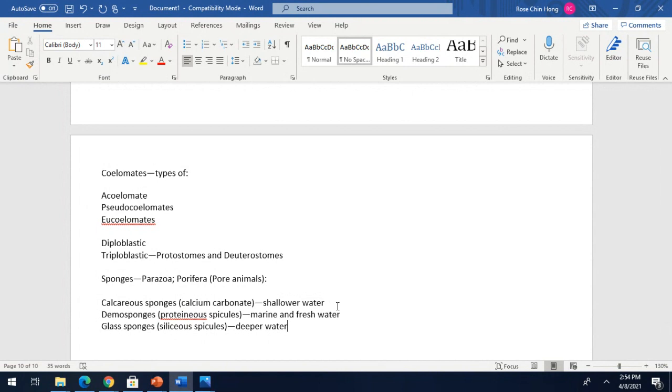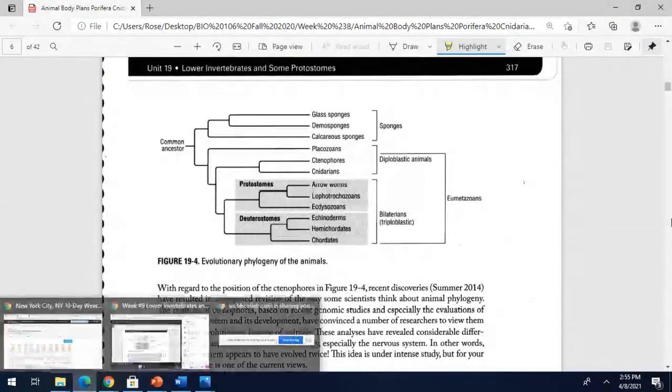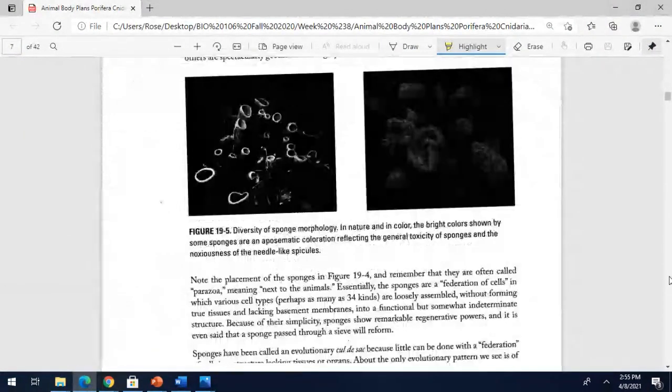However, when we talk about diatoms, they are made of silica, siliceous material, so they could be in deeper waters. So diatoms and glass sponges can be found in the deeper oceans. Demo sponges are found in both marine and freshwater. Their spicules are a combination of proteinaceous and organic matter. So let us look for this here.